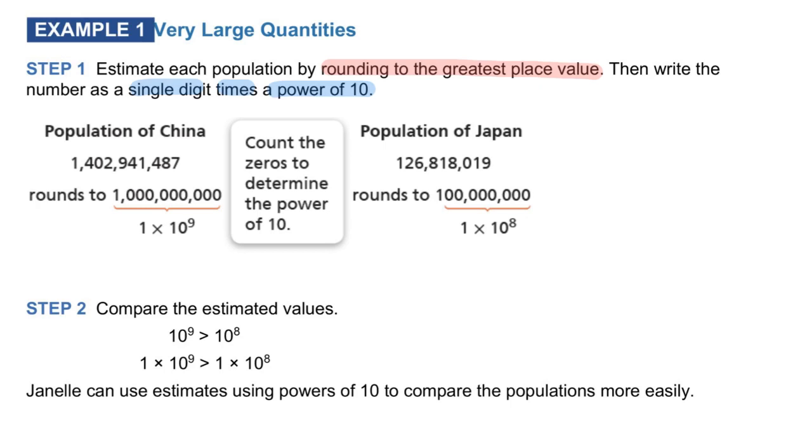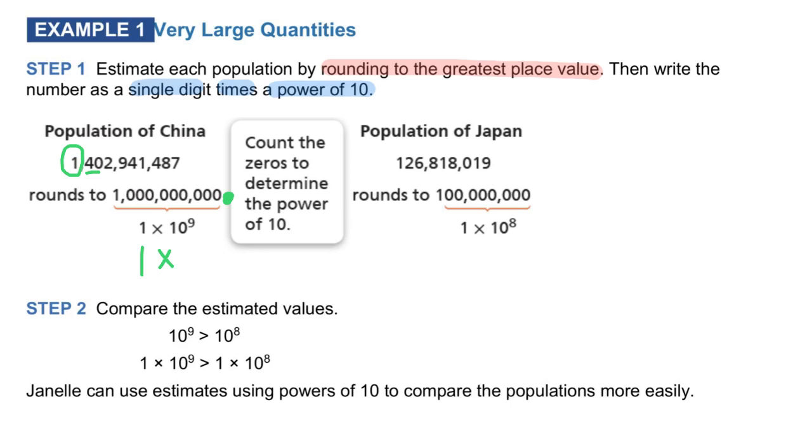So if you look at this, the population of China, we're going to go ahead and start by rounding to the greatest place value, which is this one right here. If you look, the 4 is not big enough to round that up, so we're going to turn everything after that 1 into a 0. There is a hidden decimal at the end of every number. So we need that decimal here in a second. We know that we're going to have 1 times.